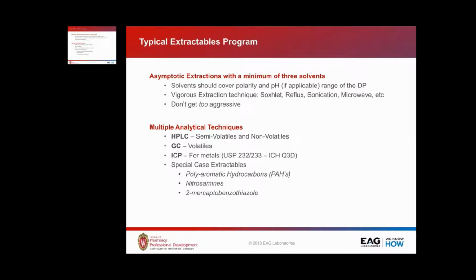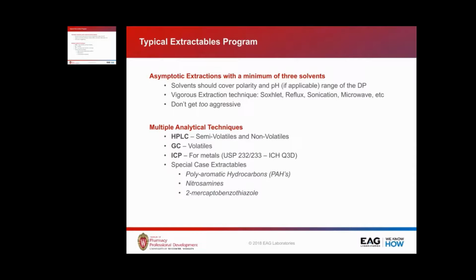Typically, it's done by generating an asymptotic extraction with multiple different solvents. And the reason why multiple different solvents, not just, for example, your drug product, is that you want to generate some worst case scenarios to ensure that your extraction studies are covering what can leach into your product, especially over long periods of time. So the solvents that you choose should cover the polarity and pH range of your final drug product.